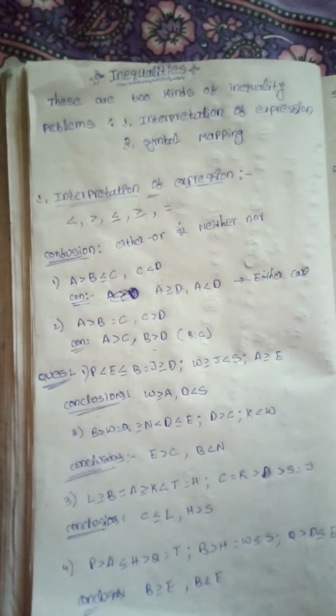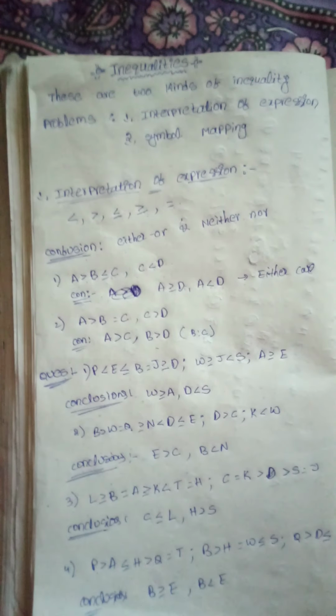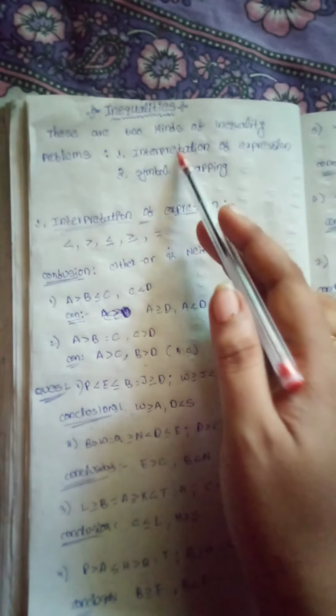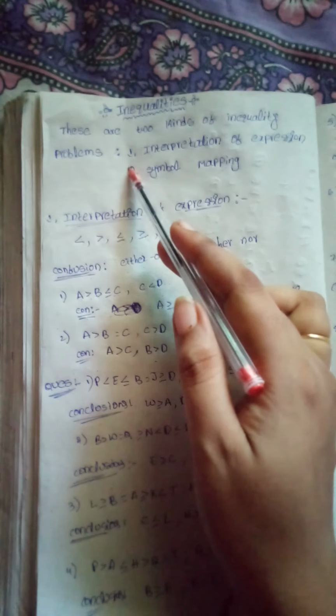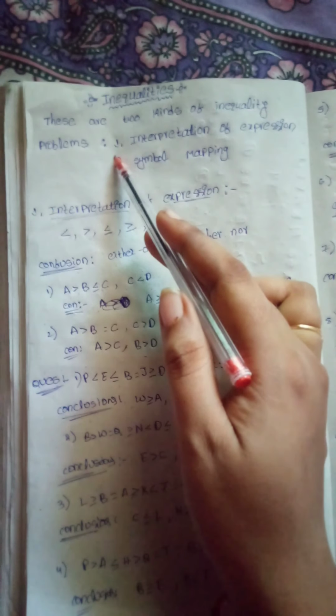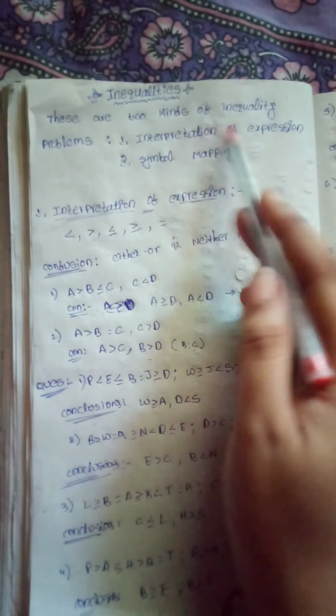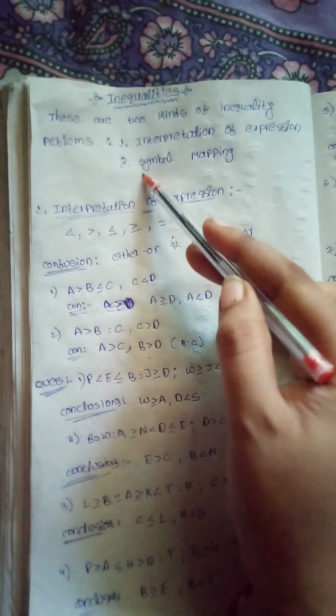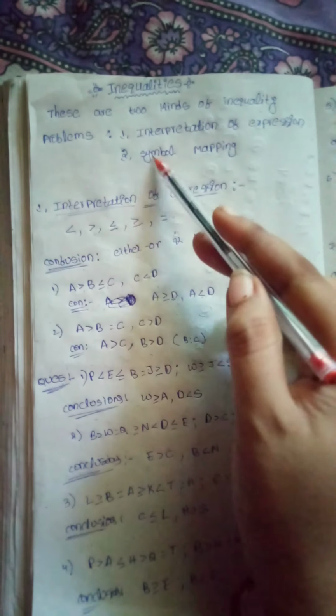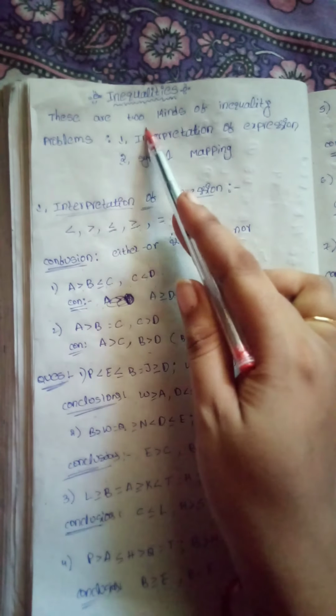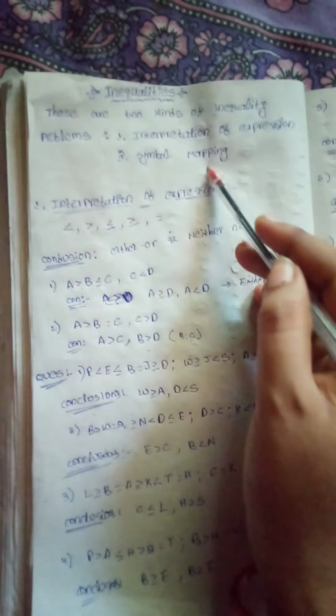Today we will discuss the inequalities topic in the reasoning section. Basically, there are two kinds of inequality problems in both prelims and mains examinations. The first one is interpretation of expression and the second kind is symbol mapping. In this video we will discuss the first one, interpretation of expression.